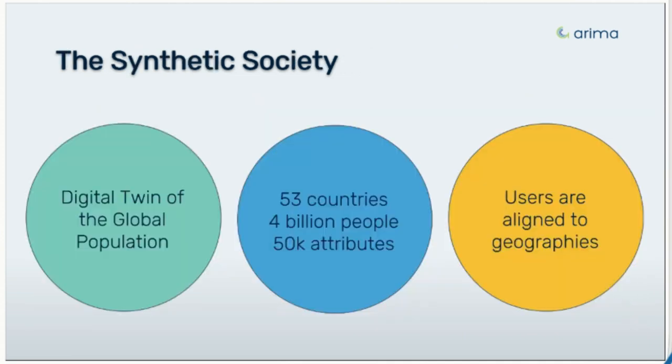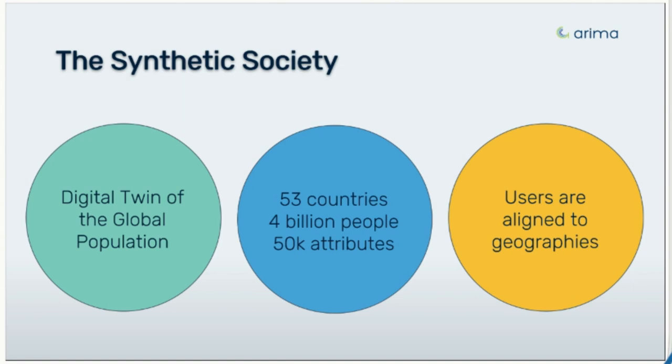So here, a little bit about us. We have a data product called the Synthetic Society. It's essentially a digital twin of the real society. Basically, we take a lot of source data, we train models on that, and we use that to generate synthetic individuals. These synthetic individuals are generated to, in the best way possible, mimic real people that live on the planet.